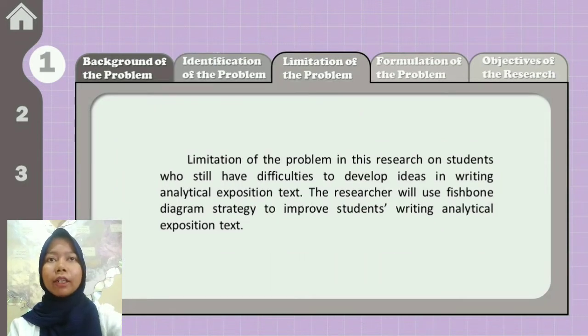Okay, from the several identifications, we must limit the problem to focus on the topic of this research. The limitation of the problem in this research is on students who still have difficulties to develop ideas in writing analytical exposition text. The researcher will use the Fishbone diagram strategy to improve students' writing of analytical exposition text.